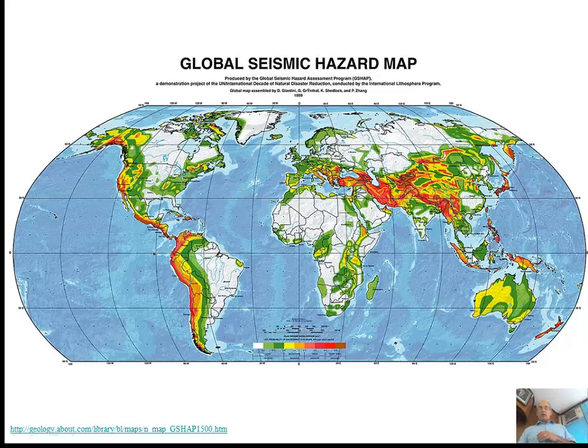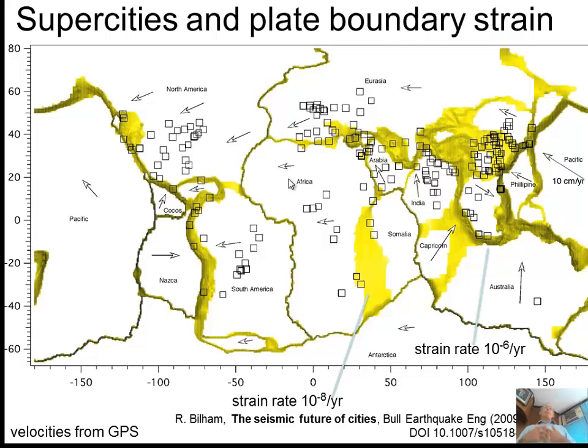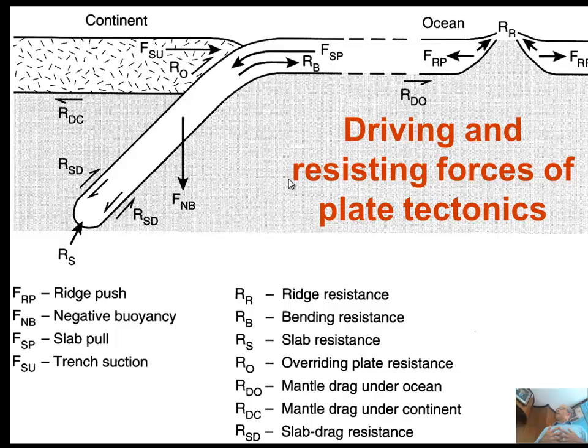So I showed this one before, superseded plate boundary strain. When we talk about what makes plate tectonics work, it's mostly a balance of forces, right? So we have some kind of resisting forces here, which are the R's, and then the F's are the driving forces. This was really interesting to me to think, well, how does plate tectonics work?